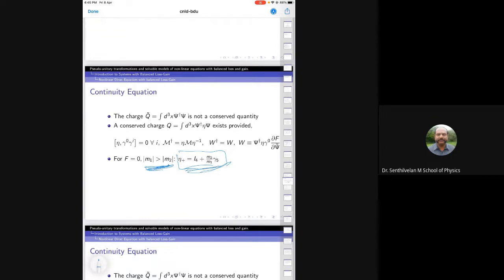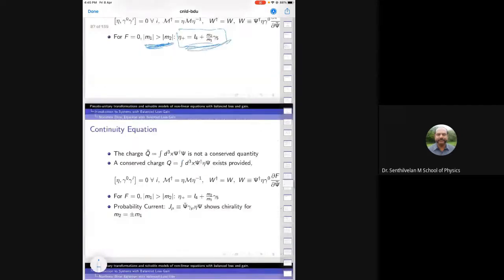But what happens for the nonlinear Dirac equation? For the nonlinear Dirac equation, we have to take F not equal to 0. Are there any solutions for eta plus? Yes. Before that, one more comment I forgot to mention: I am talking about M1 greater than M2. What happens when M2 is equal to plus or minus M1? There is an interesting physical phenomenon.